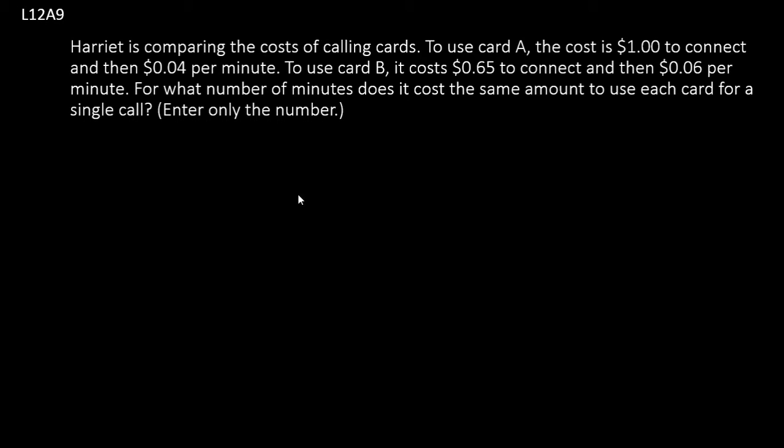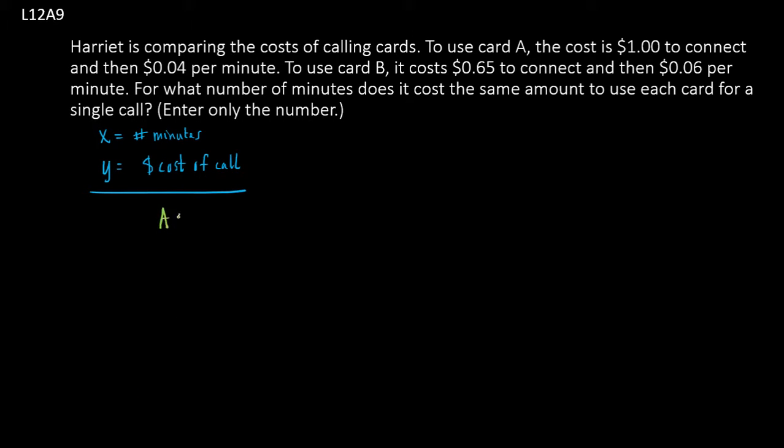We're going to let x equal the number of minutes. X is our independent variable. And we're going to let y equal the total cost of the call. Notice that y is the dependent variable because the total cost of the call, y, depends on x, the number of minutes we stay on the phone. So using those guidelines, we'll write an equation for each calling card.